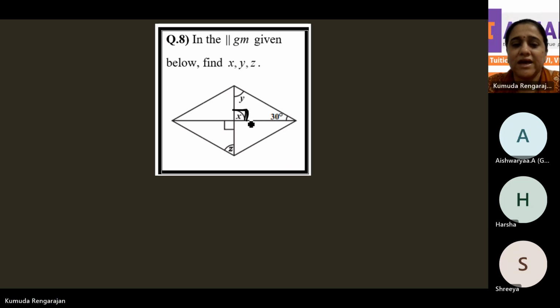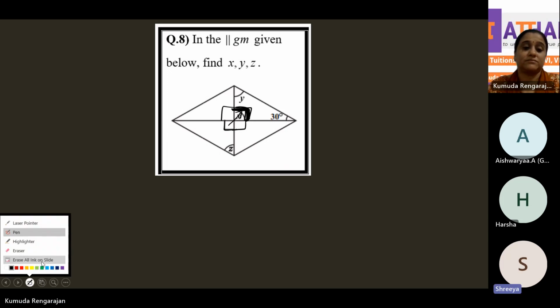What's the value of x? 90. Vertically opposite. You can say vertically opposite angles are equal, or you can say diagonals of a rhombus meet at right angles. So x is 90. You can simply say it's a property of a rhombus. The diagonals meet at right angles. So everywhere it is 90.